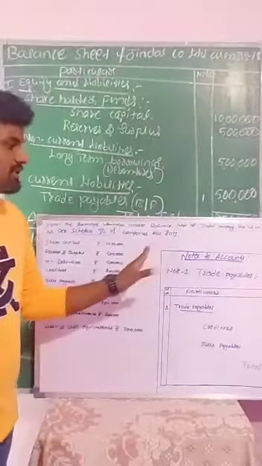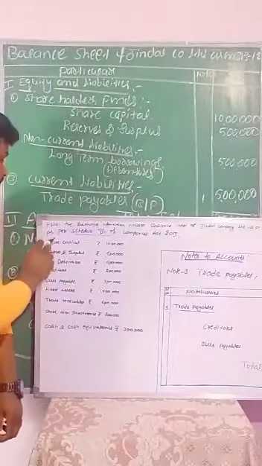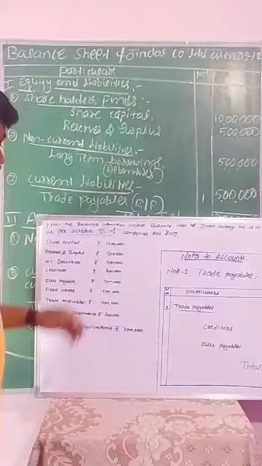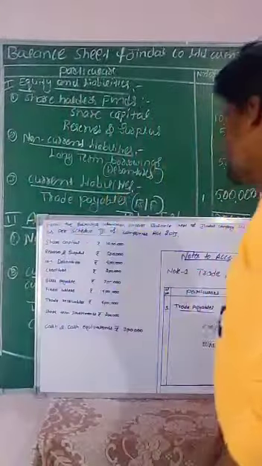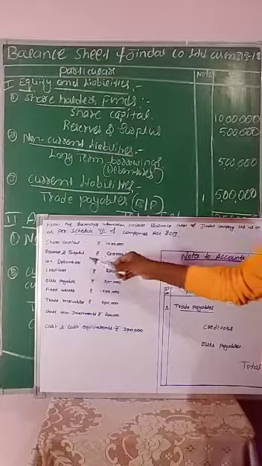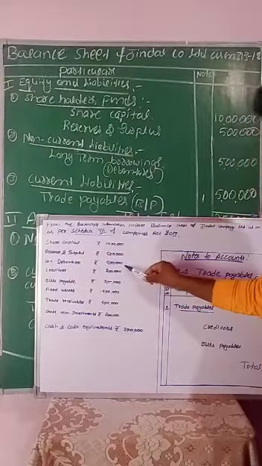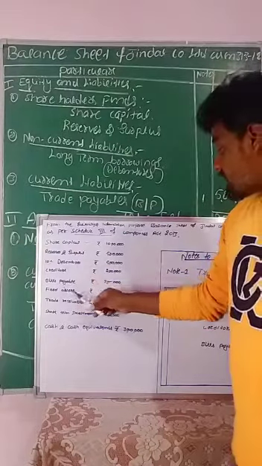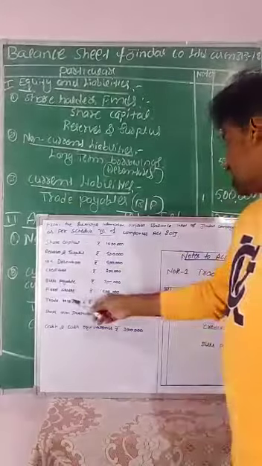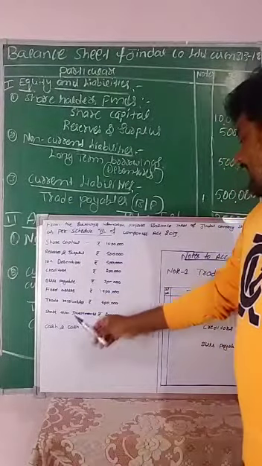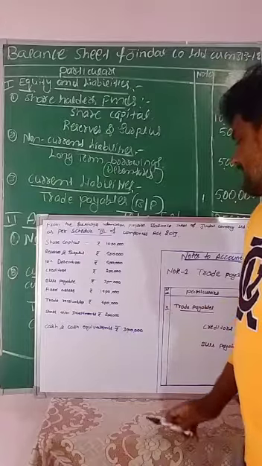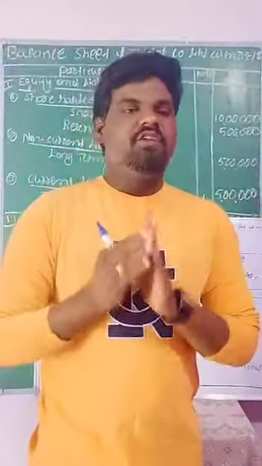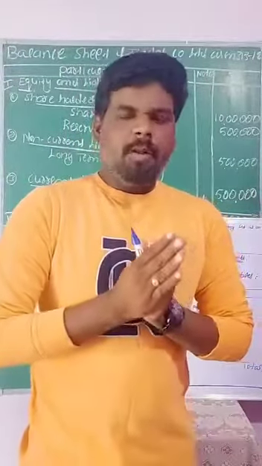For the preparation of the balance sheet, the given information is: share capital 10 lakhs rupees, reserves and surplus 5 lakhs rupees, 10% debentures 5 lakhs rupees, creditors 2 lakhs, bills payable 3 lakhs rupees, fixed assets 15 lakhs rupees, trade receivables 5 lakhs rupees, short term investments 2 lakhs rupees, and finally cash and cash equivalents 3 lakhs rupees. This is the given information regarding the preparation of the balance sheet.